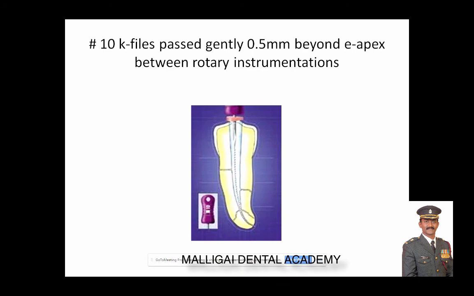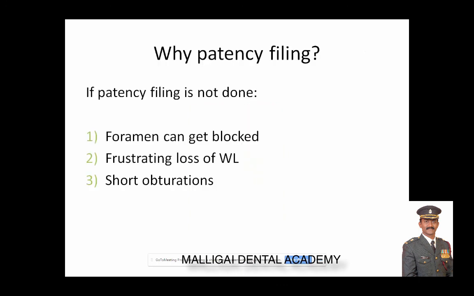If patency filing is not done, there are many problems that we encounter. Number one, the foramen gets blocked. There is frustrating loss of working length. How many times do we get the working length correct in the beginning, but by the time we reach the stage of obturation, our master cones are 1 mm short or 0.5 mm short of the original working length? This is simply because patency filing was not done.